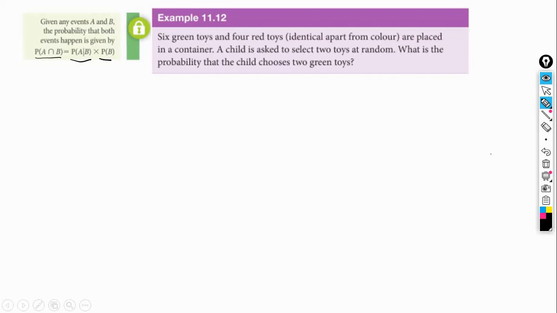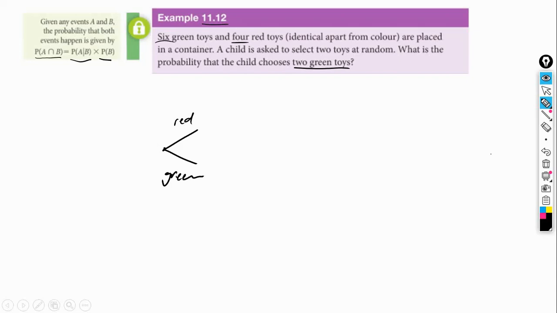So now let's focus on example 11.12. It says 6 green toys and 4 red toys, identical apart from color, are placed in a container. A child is asked to select 2 toys at random. What is the probability that the child chooses 2 green toys? Okay, so let's use a tree diagram for this problem. So notice that first the child has to select a red toy or a green toy.